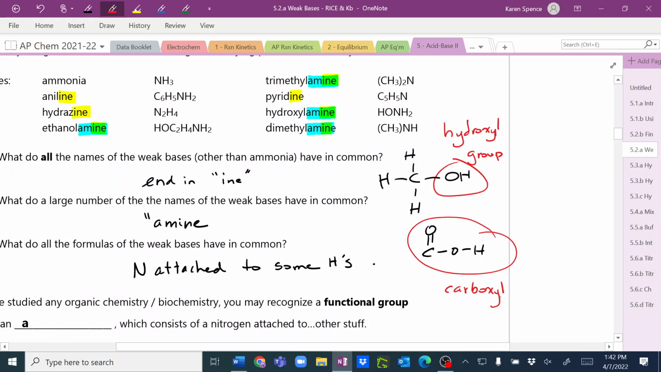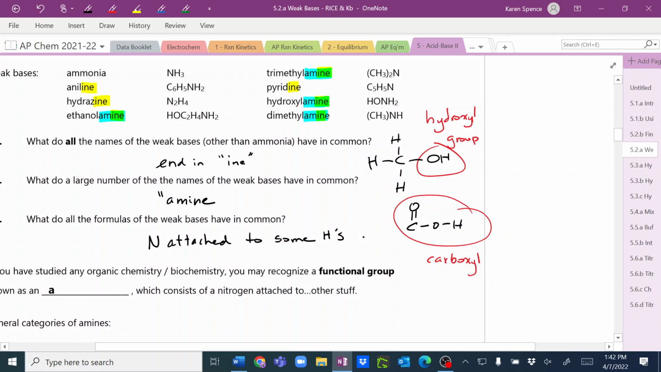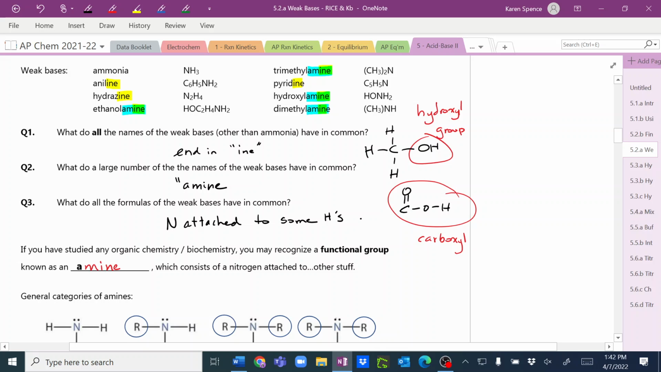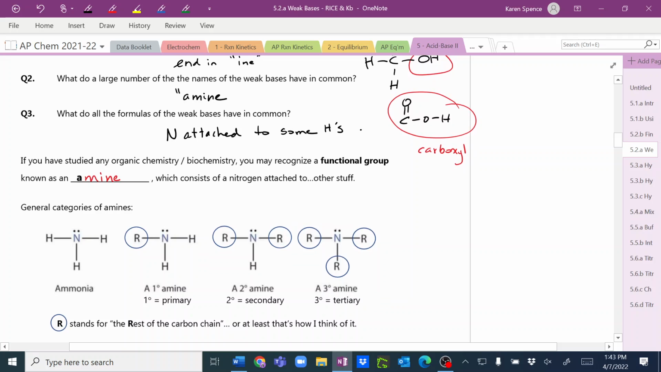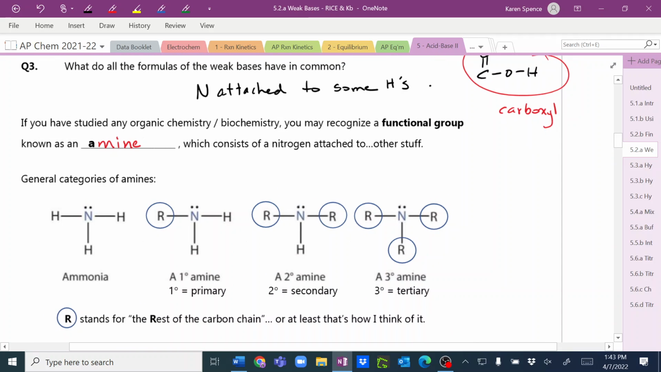Okay, so if we have the N with some H's attached, that is called an amine group, which consists of nitrogen attached to other stuff. This is completely beyond the scope of this course, but you may run across it if you're taking biology, for example. Ammonia, obviously, is just ammonia. You can't do anything else with it. Nitrogen generally forms 3 bonds because, of course, it's got 5 valence electrons, which means it's got 3 empty slots, so 3 bonds, yes? And we have hydrogen, hydrogen, hydrogen on ammonia.